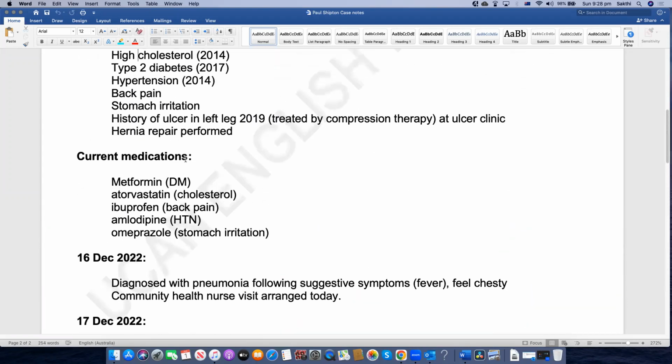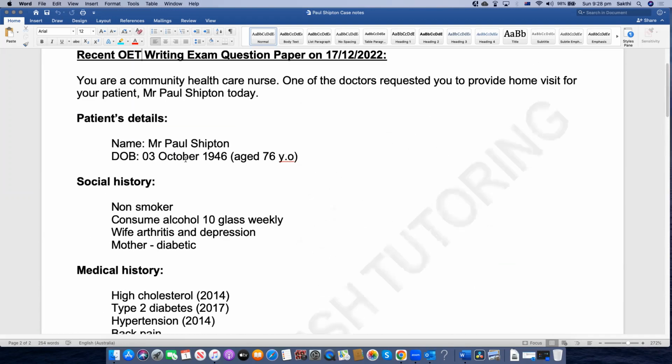Now we have to jump on to the case notes from the beginning. Okay, let's see the case notes from the top. The doctor requested to provide a home visit for your patient, Mr. Paul Shipton, today. So that's the patient details. The name of the patient is going to be Mr. Paul Shipton. And then DOB is date of birth. That is 3 October 1946, aged 76 years.